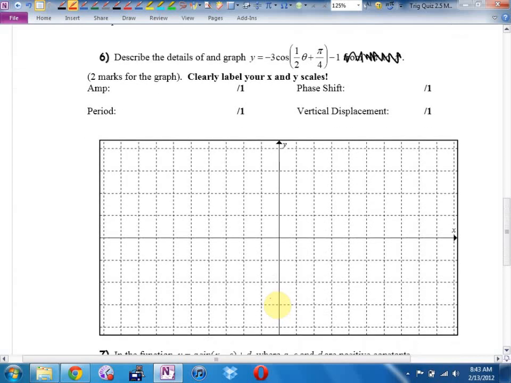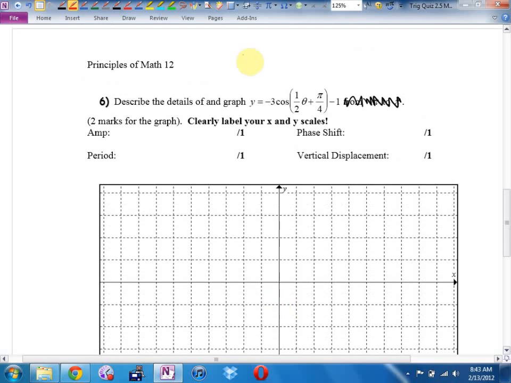Number 6. Describe the details of and graph this. Emily, is there an alarm bell? Yeah. I need to rewrite this as y equals negative 3 cos. I need to factor out the 1 half. Minus 1. Well, there's going to be a theta. There's going to be a plus.